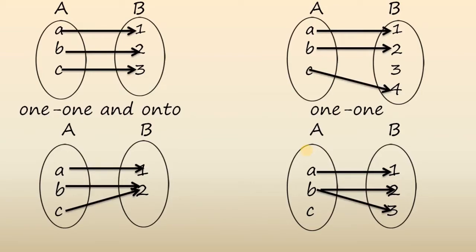So it can be onto, but it is a different type of onto which is not in your syllabus, called many-1. Okay. So you have many to 1. So you have B and C to 2. So many elements to one element. And next, let's see the fourth one.